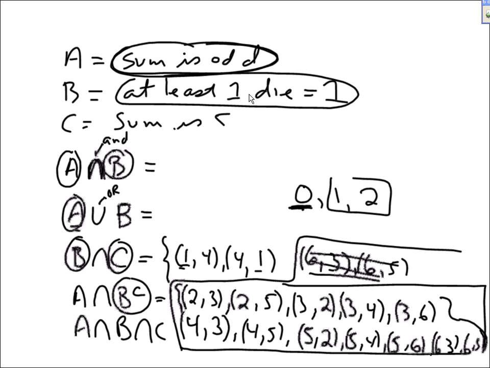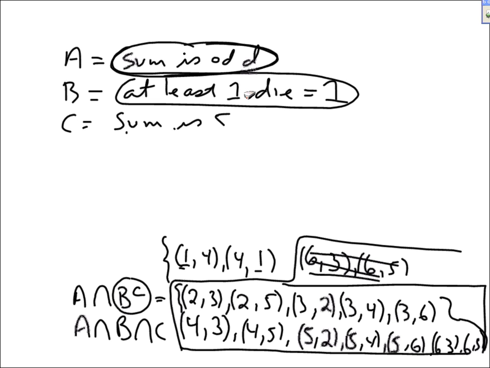Okay, the last one. They want A, B, and C. You get into the habit of looking at the biggest restriction. That's C. The sum is 5. You want the sum to be odd. You want it to definitely have at least a 1, and the sum is 5.